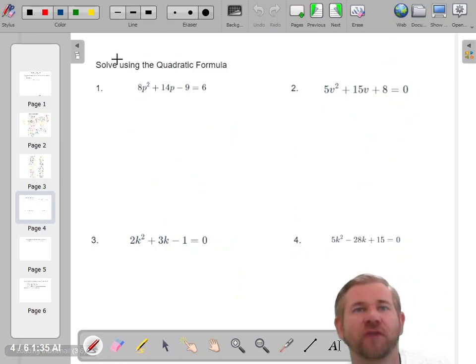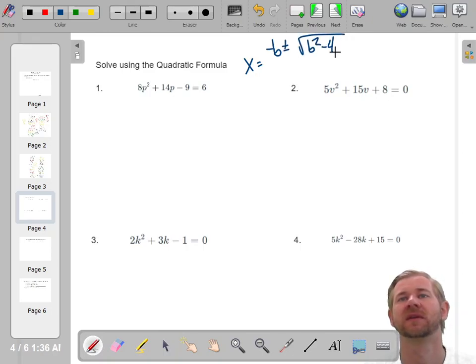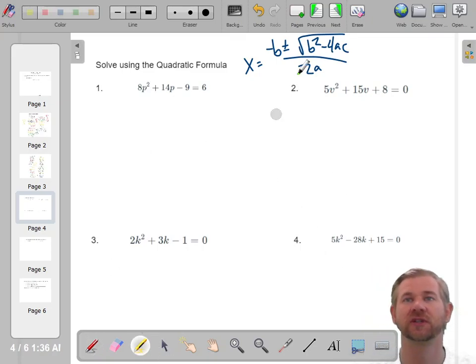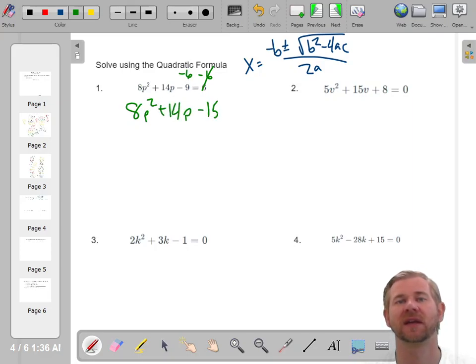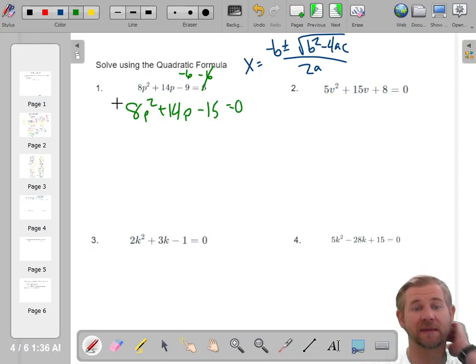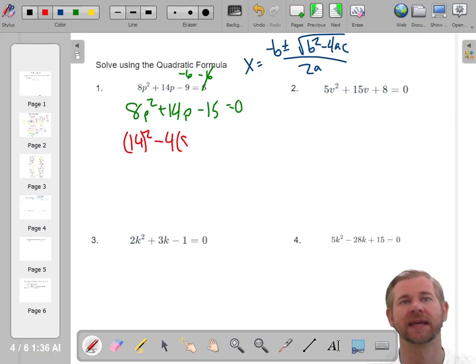Next up, quadratic formula. So I will write the quadratic formula, and you should definitely write the quadratic formula a bunch of times to make sure you know it. Big fraction bar over 2a. I strongly encourage you to do the discriminant first. So I'm going to do that first in every problem, but I guess I have to have it equal 0 before I do anything. 8p squared plus 14p, negative 9 and negative 6 make negative 15. So the first thing I'm going to do is find the discriminant. That's b squared, 14 squared, and put it in parentheses, minus 4ac.